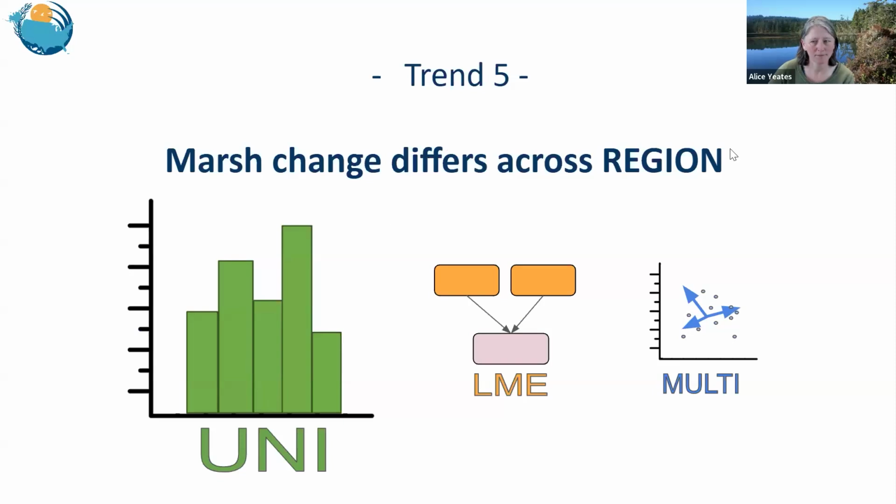Back to Grant. Awesome. Thanks, Alice. So I'm going to hit on the last trend in our national analysis, which is looking at how marshes change is actually different across different regions. I kind of highlighted it earlier, but I wanted to go a little bit deeper and show a few more graphs. And again, we're going to be using a univariate analysis.